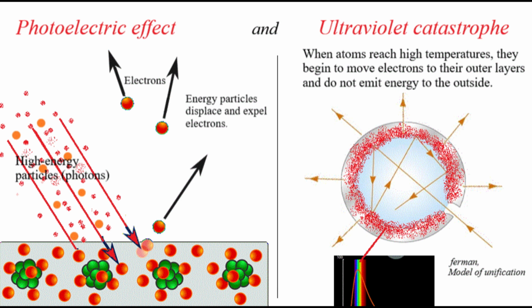5. Photoelectric effect and ultraviolet catastrophe. Within this framework, the photoelectric effect is interpreted as a consequence of intense orbital saturation by high-energy photons that reject the electron outside of the orbit.